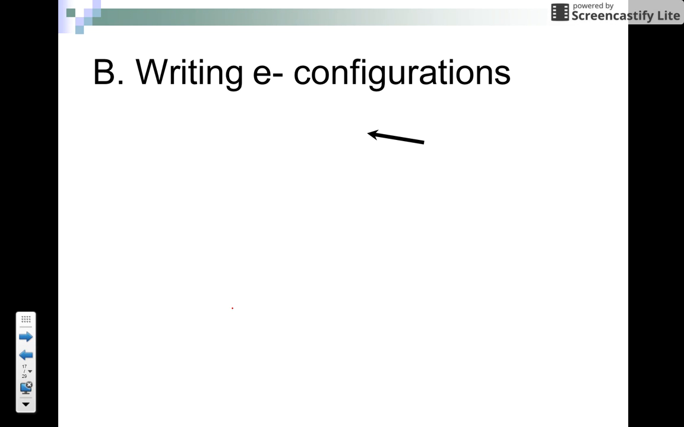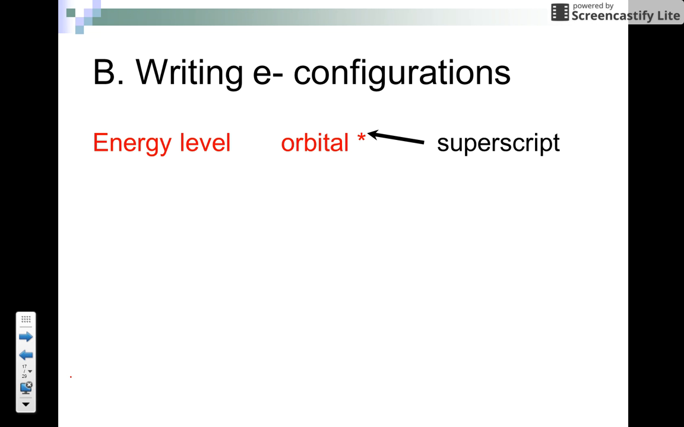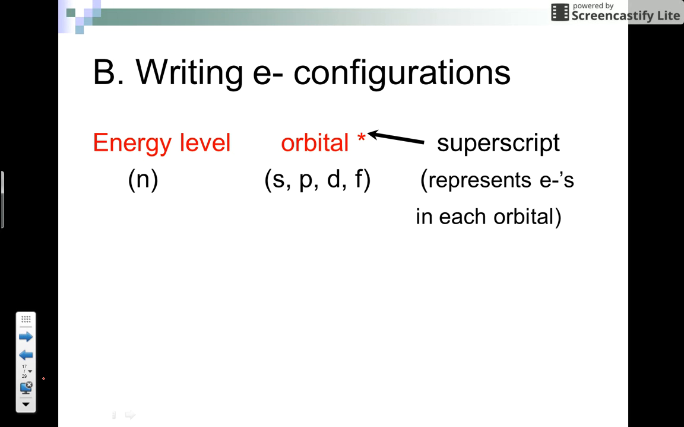All right. So when you're writing electron configurations, we're going to represent the energy level with the N quantum number, the orbital shape, and we're going to be using S, P, D, and F for this. And then there'll be a superscript. The superscript represents the number of electrons in the orbital. So we're going to be using the N quantum number, S, P, D, or F, depending on the shape of the orbital. And then as a superscript, we're going to put the number of electrons in each orbital. So your electron configuration will look something like this.